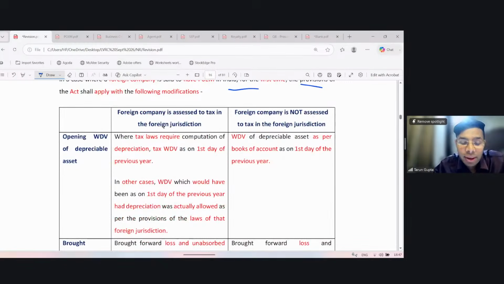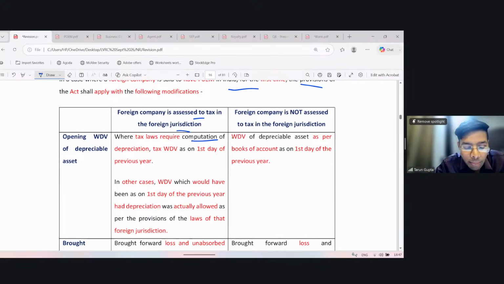Now we have to see whether the foreign company is assessed to tax in a foreign jurisdiction or not. If it is assessed to tax, then the opening WDV of the depreciable asset. We will require the opening WDV because we have to give the depreciation for this year in India. Then the opening WDV of the asset shall be computed as under.